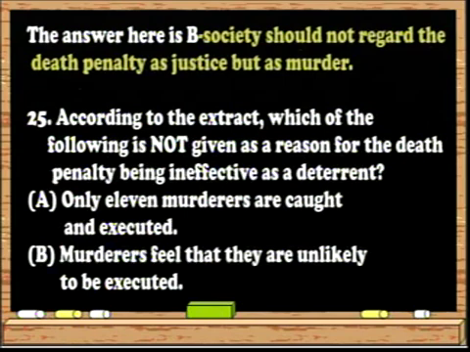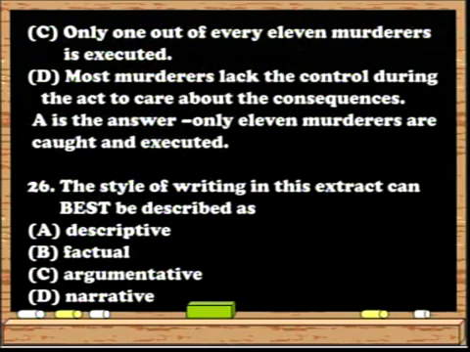25. According to the extract, which of the following is not given as a reason for the death penalty being effective as a deterrent? A. Only 11 murderers are caught and executed. B. Murderers feel that they are unlikely to be executed. C. Only 1 out of every 11 murderers is executed. And D. Most murderers lack the control during the act to care about the consequences. A is the answer. Only 11 murderers are caught and executed.